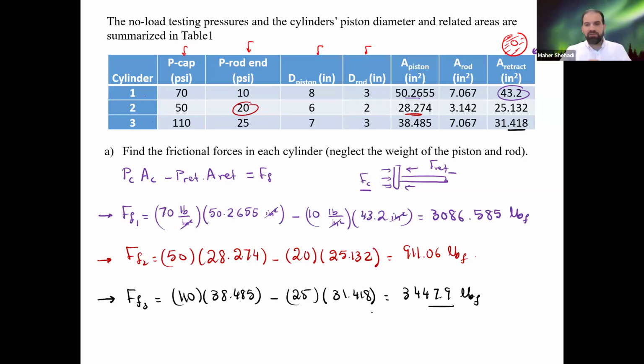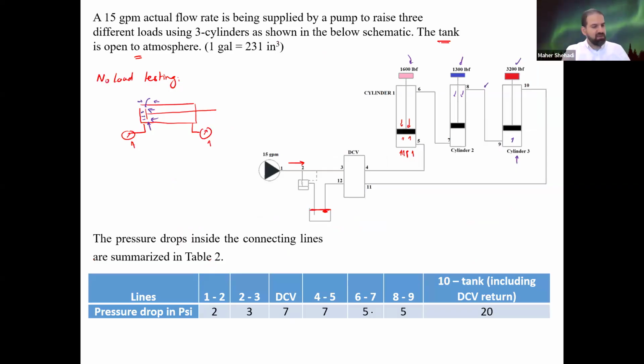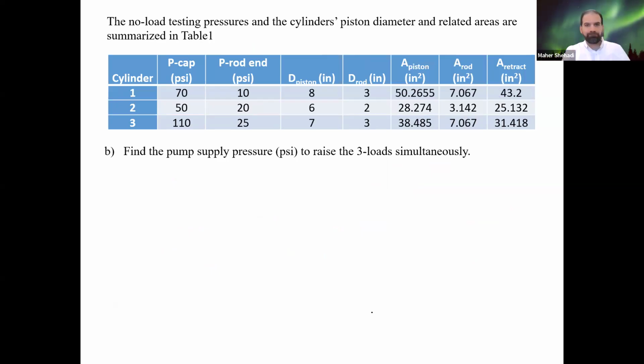Okay, now we're going to go to the system. So now I will start analyzing the system. In part B, they're asking us to find the pump supply pressure in psi to raise these three loads at the same instant. They're probably not going to ask us to make sure that they're all running at the same speed, but we need to make sure that they all start at the same time, and that's where I'm going to need the pressure needed for the first cylinder, and then we can move back to the pump.